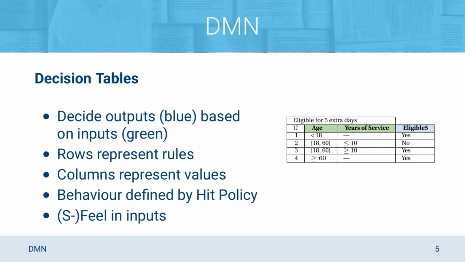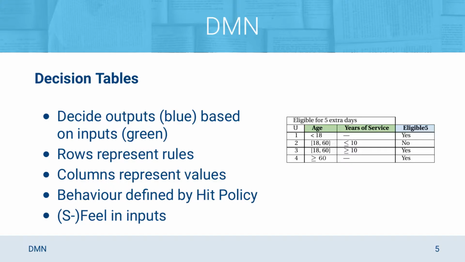We use these decision tables to decide our outputs, here in blue, based on the inputs, here in green. Every row represents a rule of our decision table, and every column represents a value. For example, here row 2 states that if the age is between 18 and 60 and the years of service is below or equal to 10, then eligible 5 will be no. The behavior of a table is defined by its hit policy. In this example, this is the unique hit policy. But there also exist many more.